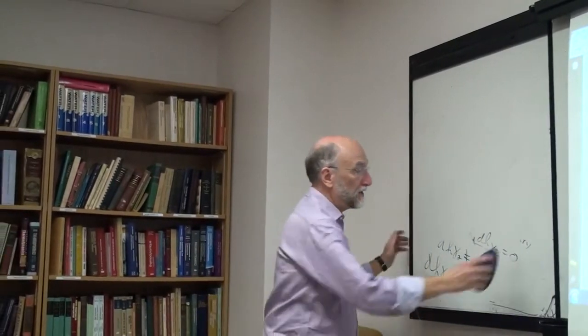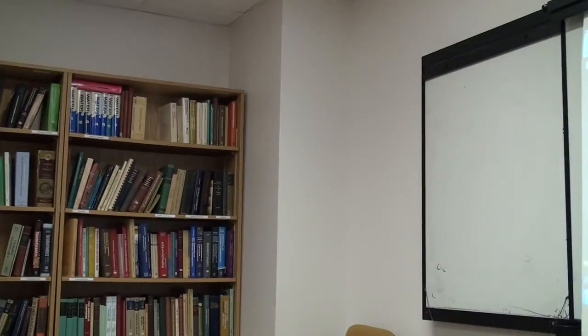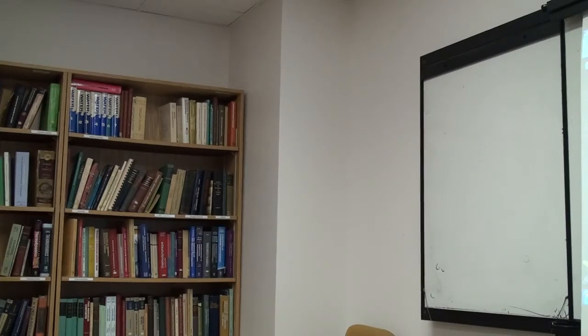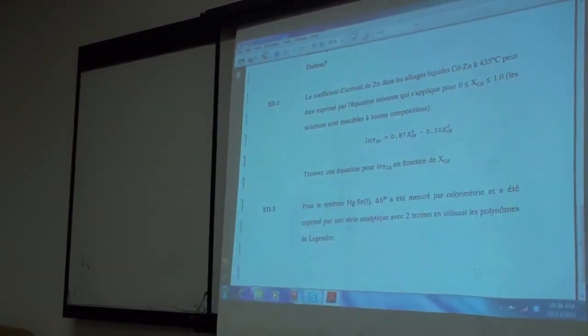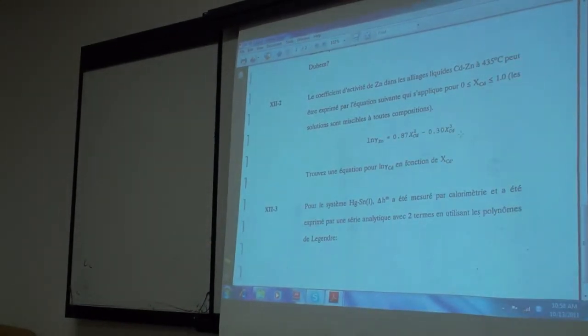Find an expression for log gamma cadmium, for the other component, as a function of composition at the same temperature. So if you have measured log gamma zinc over the entire composition region as a function of composition, and expressed it like this, you can now integrate that in the Gibbs-Duhem equation and you can obtain log gamma cadmium. If you measure log gamma zinc over the whole composition region, you can obtain log gamma cadmium.